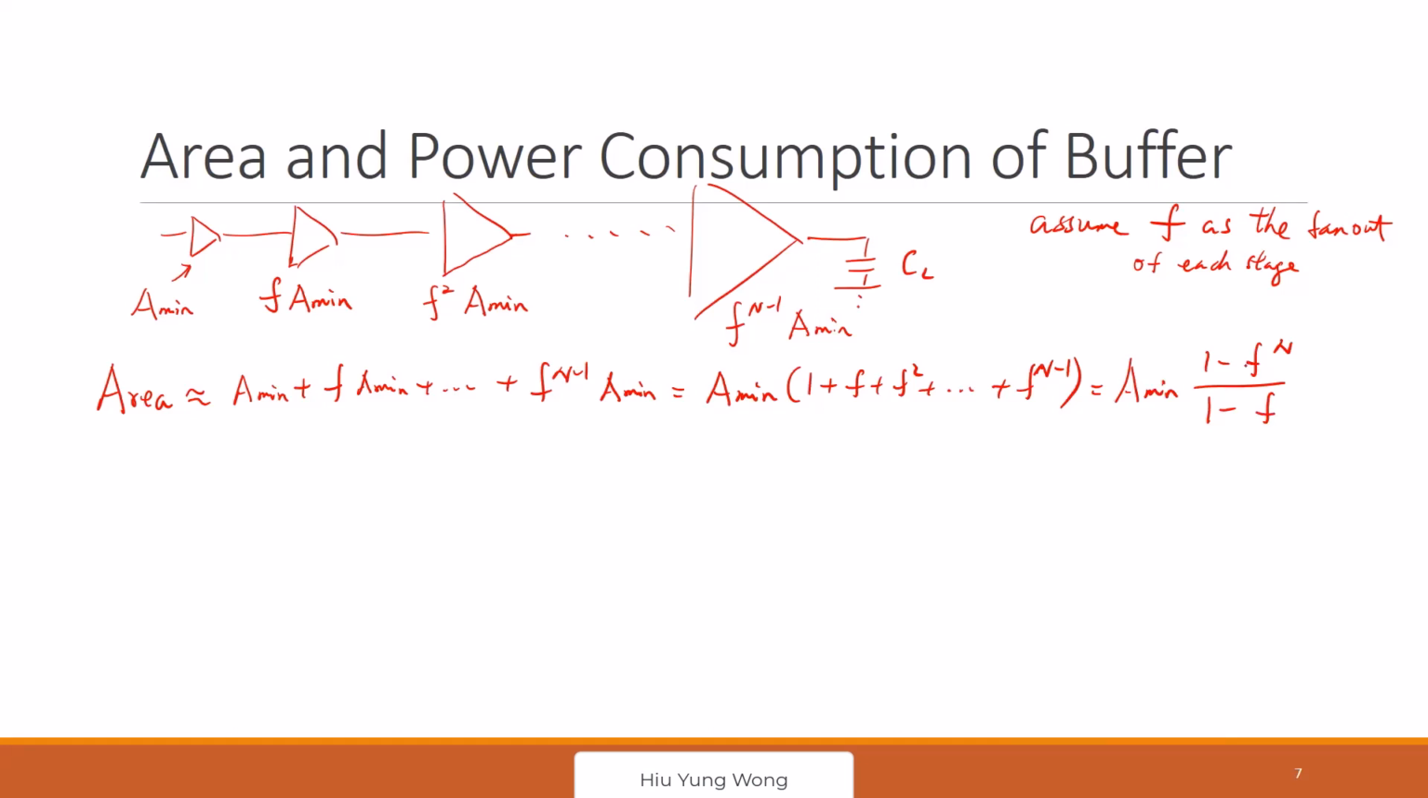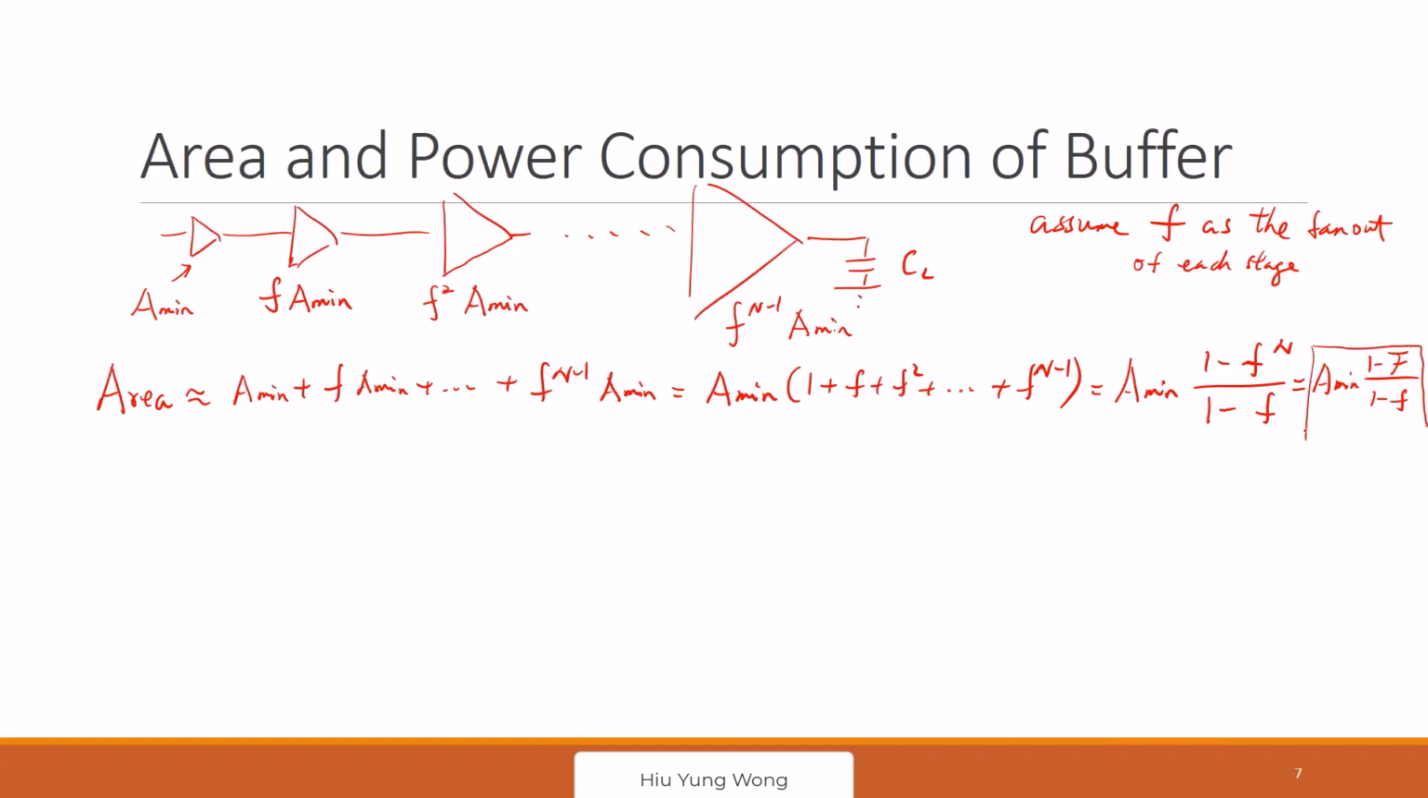Okay. And what is F to the power n? Well, capital F. So the total area that you're going to use is 1 minus capital F minus 1 times 1 minus small f. That's it. Okay. This is just the equation.